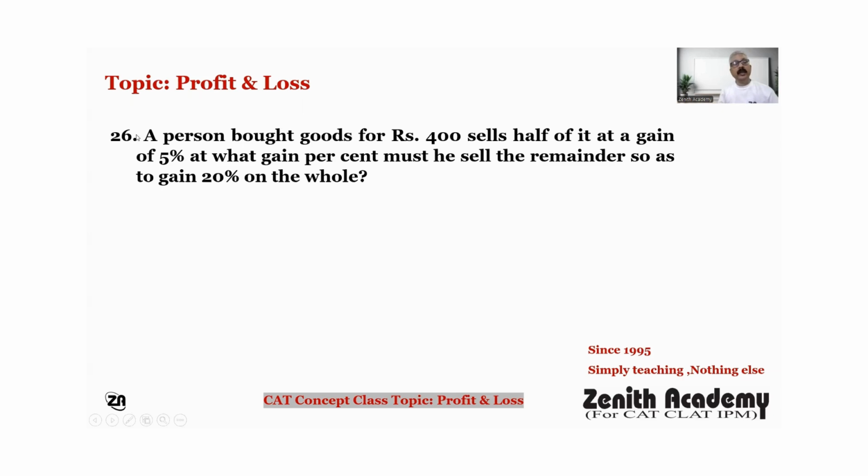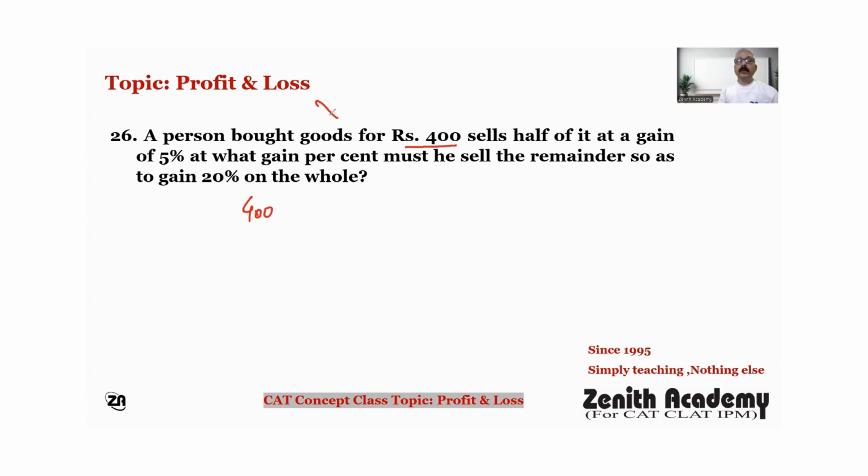Now see this. Again, a simple question. A person bought goods for rupees 400, sells half of it at a gain of 5%. At what gain percent must he sell the remainder so as to gain 20% on the whole? So very simple question, like 400 rupees.